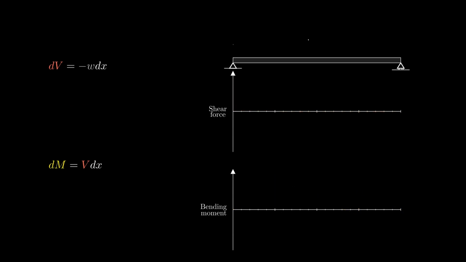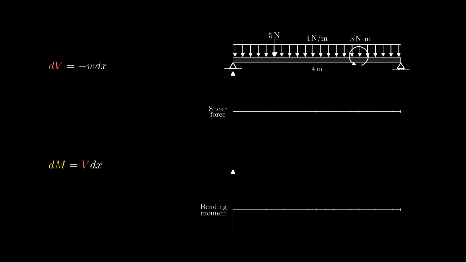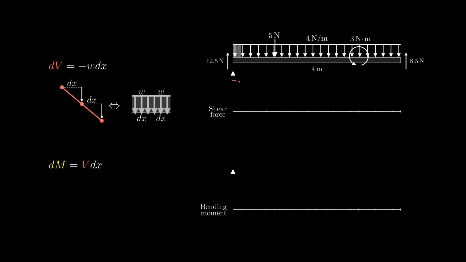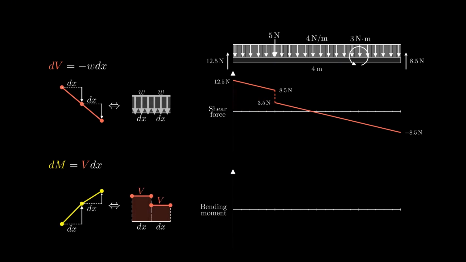This loading looks a bit more complicated. But now, we can draw it pretty easily. First, we draw the shear force diagram using the relationship between distributed load and change in shear force, together with the equilibrium and transmission process at each point load. Then we use that shear force diagram to draw the bending moment diagram.